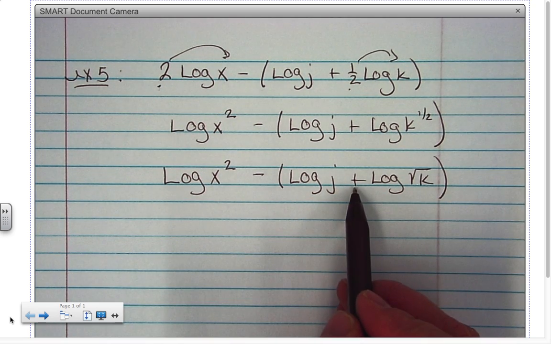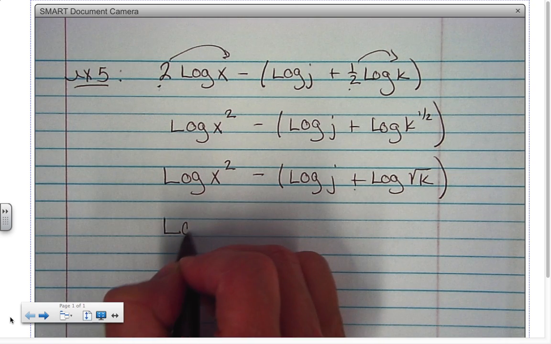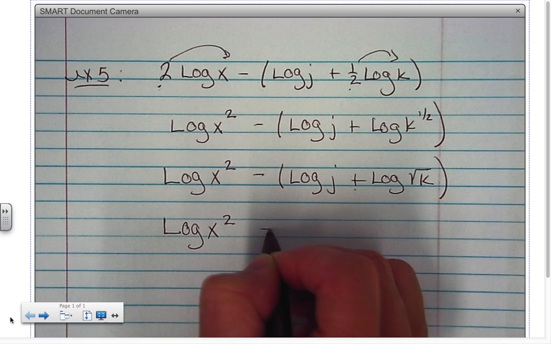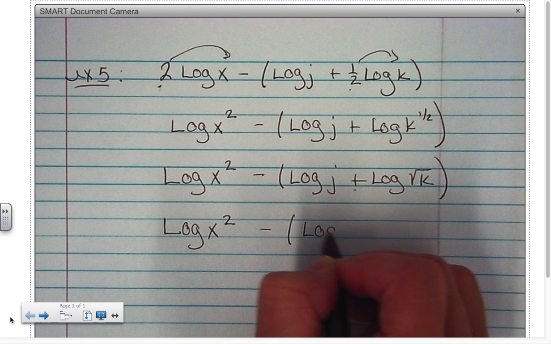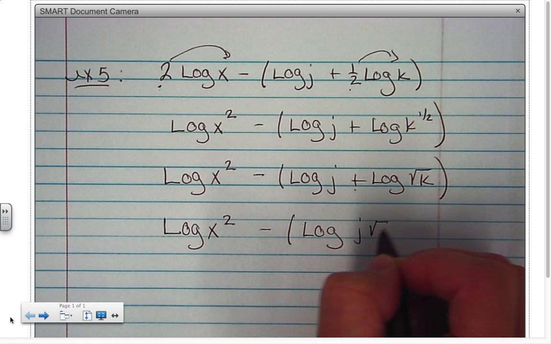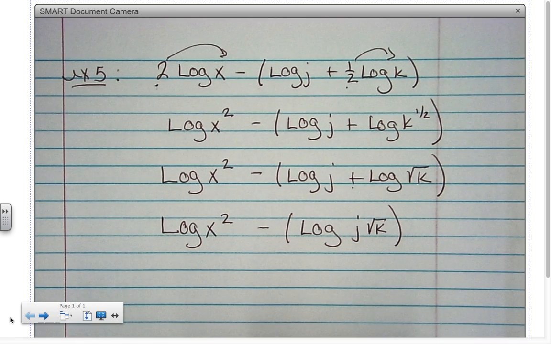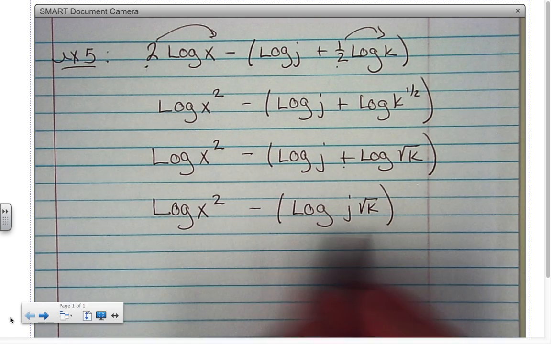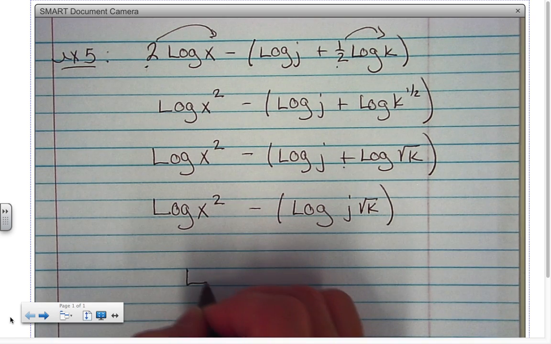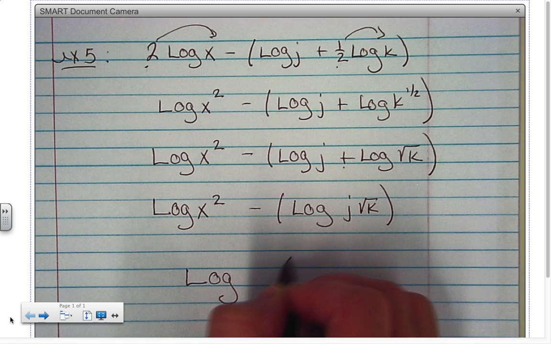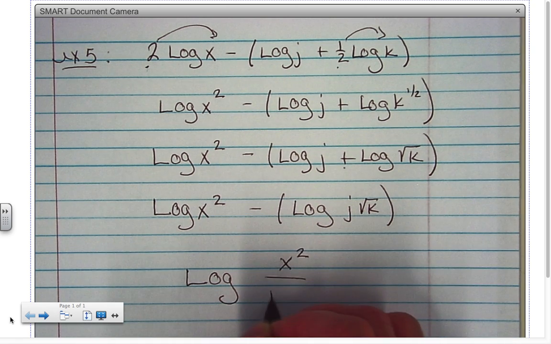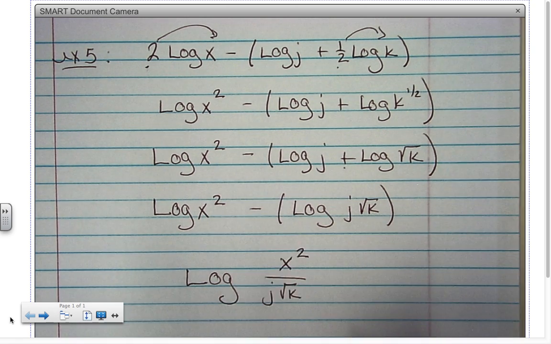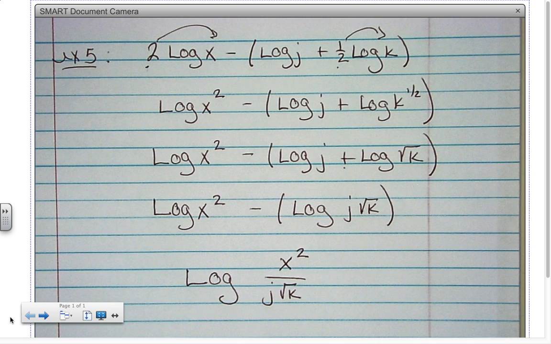Since it's showing addition, when I combine it together, I'm going to write that as multiplication. And then again, one more step. Now it's showing subtraction. I'm going to put those together with division. Just the word log once, and it's x squared over j radical k. And that's your final answer.